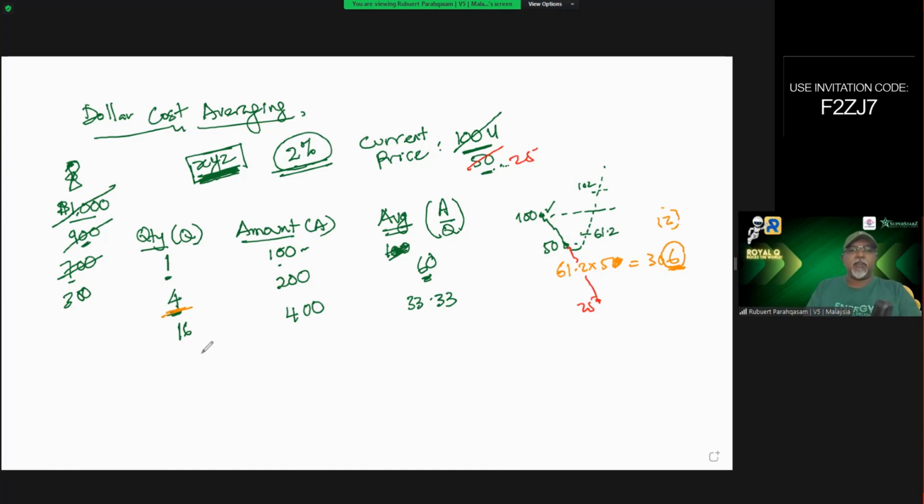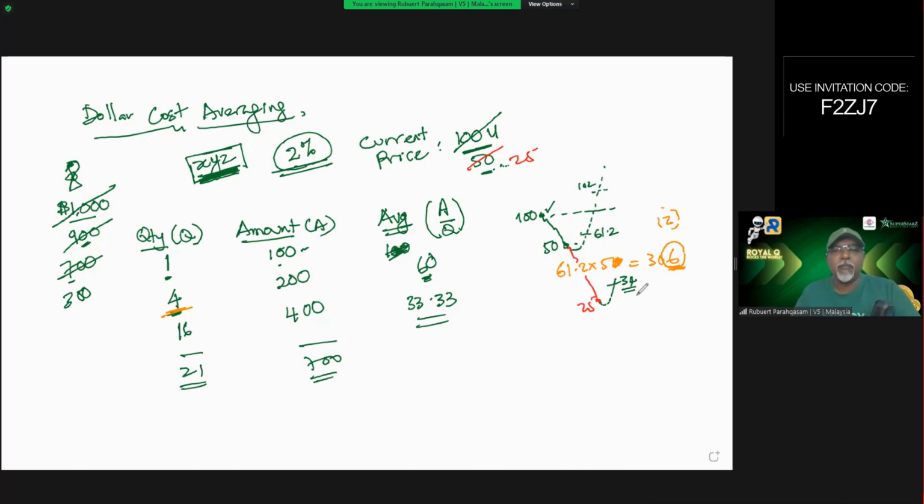We have 21 coins. We have spent 700. Our average price is 33.33. So all we need is the market to move up. I want 2% profit. 33.33 plus 2%. The market just needs to move up to about 34, and I can still take my 2% profit.